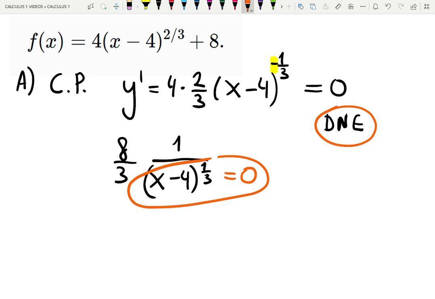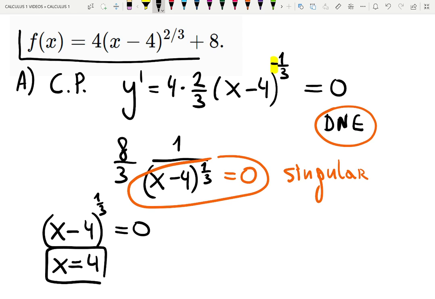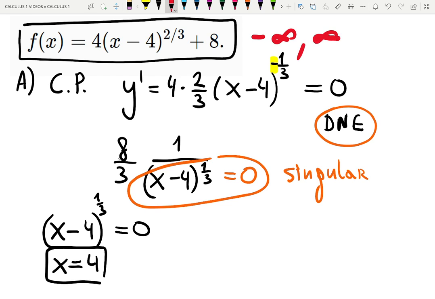Those are my D and E points. They're also called singular points. You will see it in the literature at some point. (x minus 4) raised to the 1/3 is 0 when x is 4. It is not a critical point if it's not in the domain of the original function. That's the definition of critical points. But the domain of the original function is minus infinity to infinity. So we can definitely say that it is a critical point.